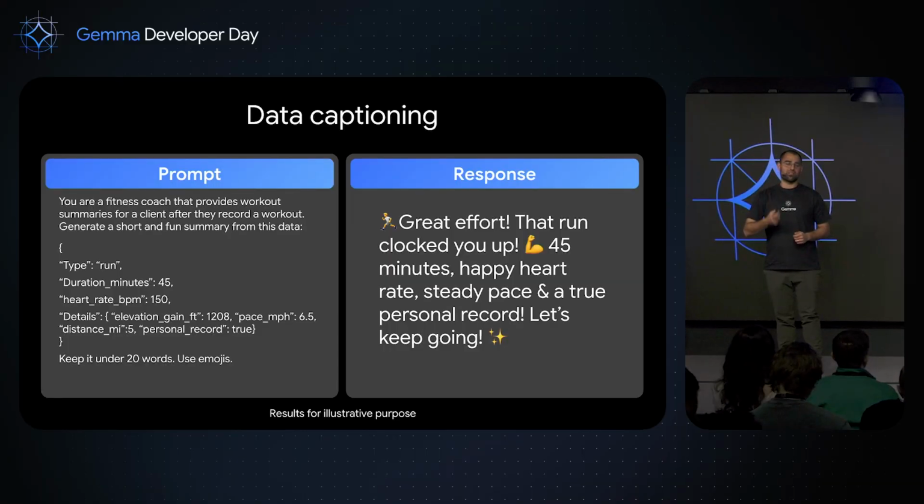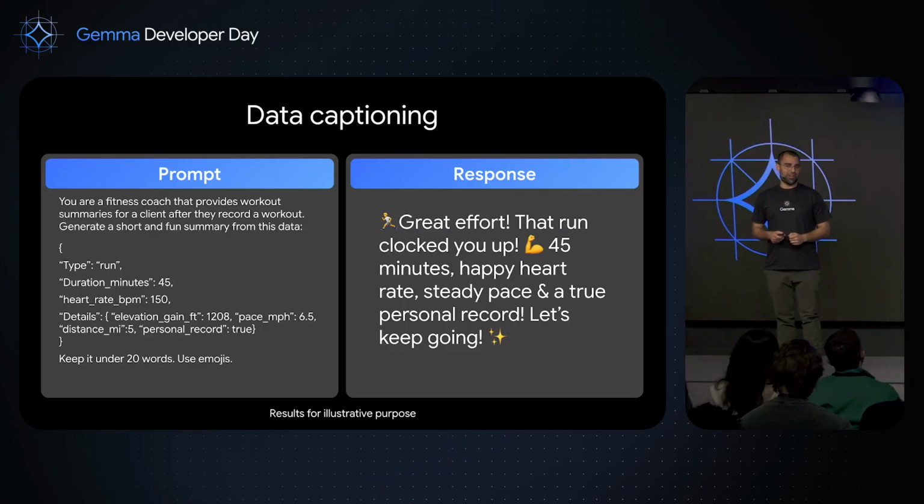So let's dive a little deeper as an example for data captioning. Pretend you have an app that's a workout app. It records someone's workout as they do it, and at the end, you want to give an overview to the user to say what just happened. I give a prompt to Gemma. You are a fitness coach that provides workout summaries for a client after they record a workout. Generate a short and funny summary from this data. Then I give it the actual JSON. It has some information in there that it was a run, it was 45 minutes, it was a personal record. Let's see how Gemma does.